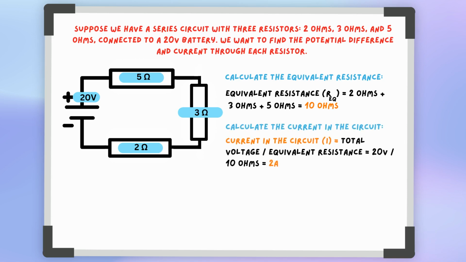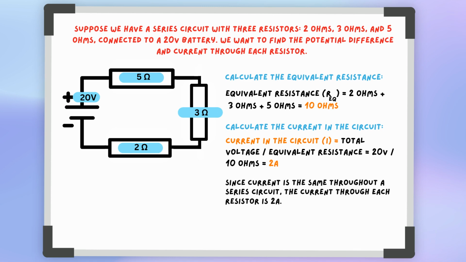Next, calculate the current in the circuit. The current in the circuit equals total voltage divided by equivalent resistance, which is 20 volts over 10 ohms. So we get a current of 2 amps. Since current is the same throughout a series circuit, the current through each resistor is 2 amps.